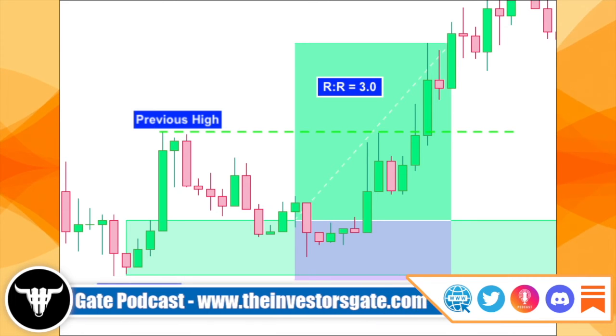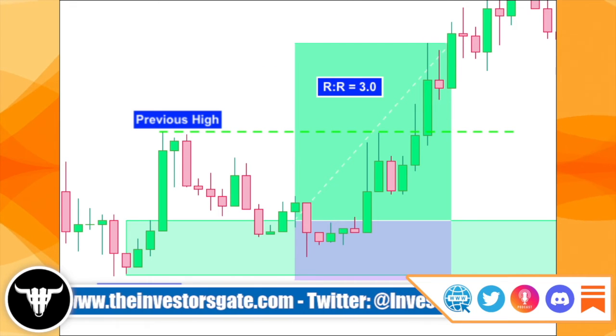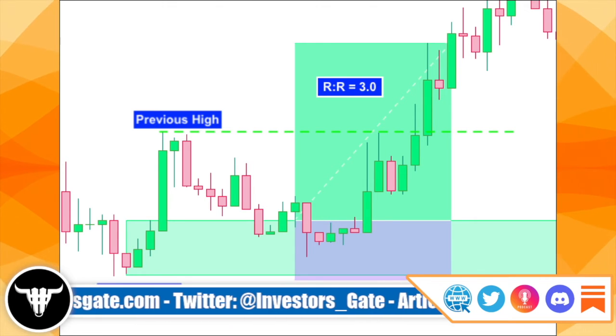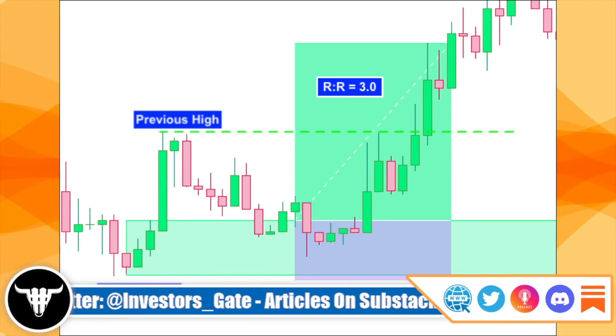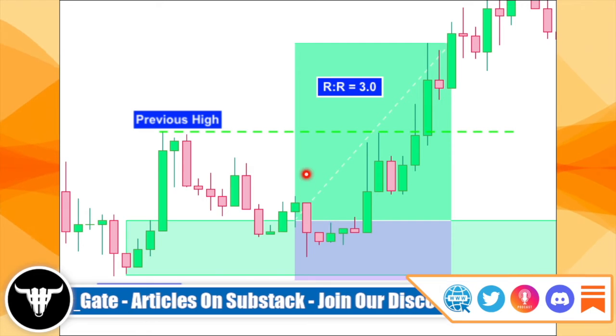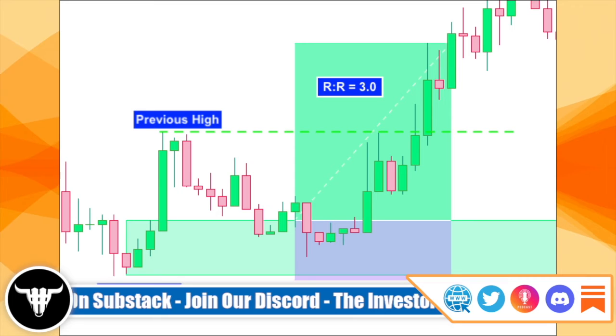So in those instances, there's two ways you can do it. You could do it the way it's outlined in this picture, which is actually not my ideal way of doing it, ironically. You have your entry and your invalidation level at the same spots, just below this low, and your entry at the top of the zone. And then you just push your take profit to a 3R trade.